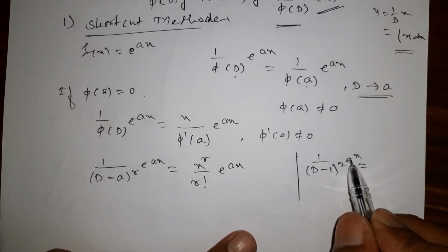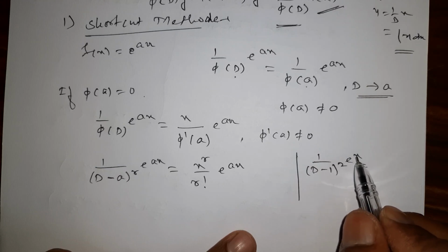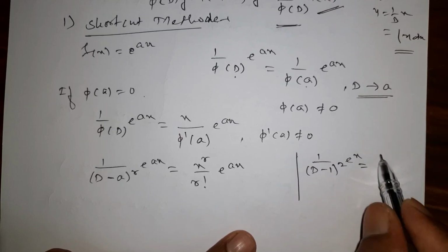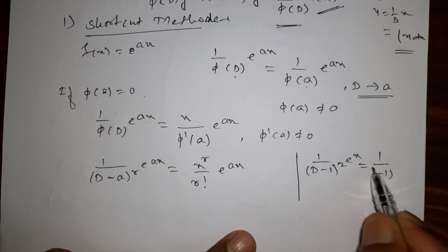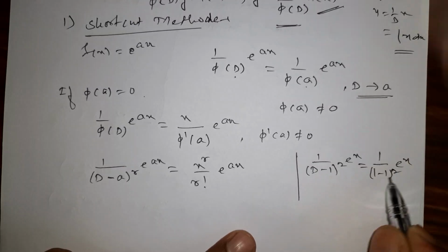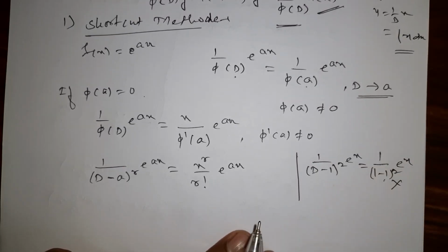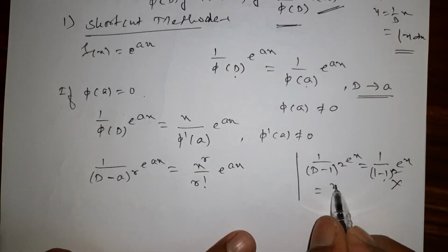What is the value of a here? Just see the power of e. The power of e is only x and its coefficient is 1. So replace D by 1. So here I get 1 upon (1 minus 1) bracket square, e raised to x. So it becomes 0. 1 minus 1 is 0, right? So the case fails. So what do I have to do? Multiply by x and take the derivative of the denominator.